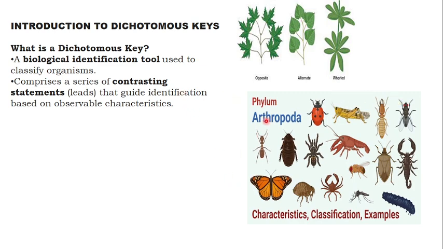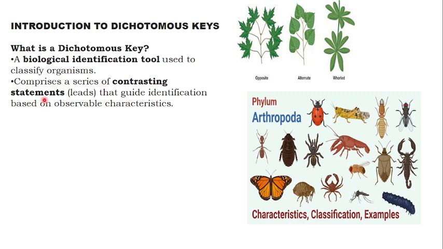So the tool we are using to classify organisms is called the dichotomous key. I want you to take the definition of this dichotomous key: it is a biological identification tool used to classify organisms. If you don't know what a dichotomous key is, don't say you know anything in this unit. I'm saying the truth. This dichotomous key is composed of a series of contrasting statements.